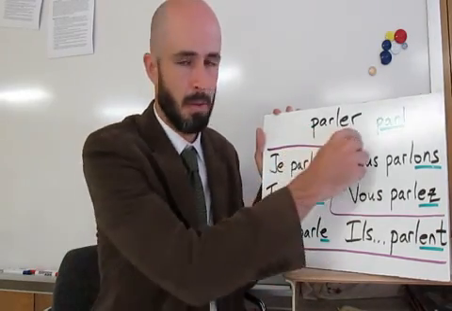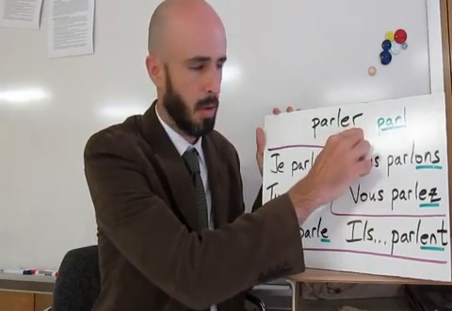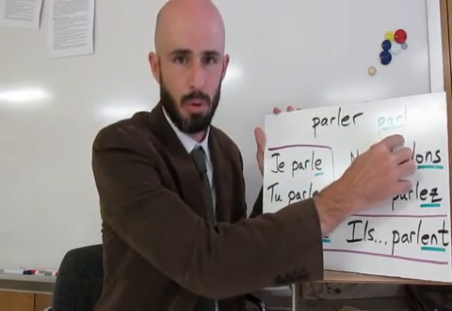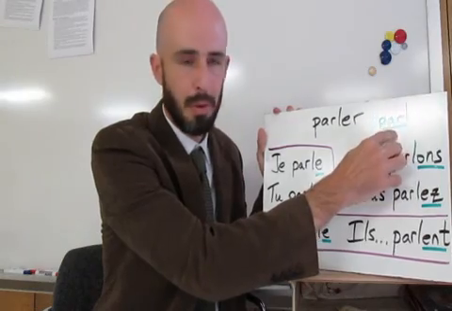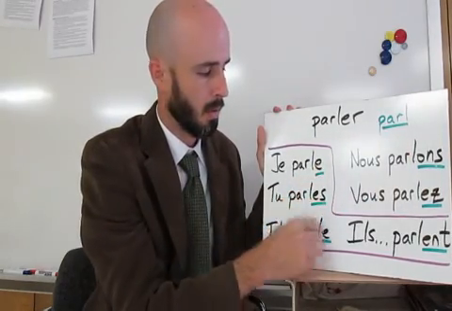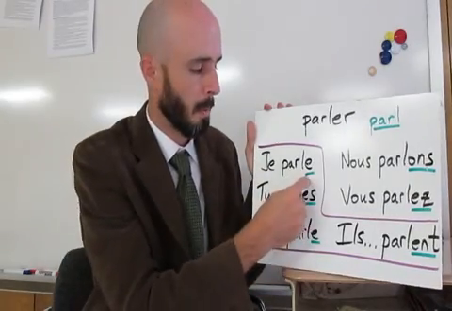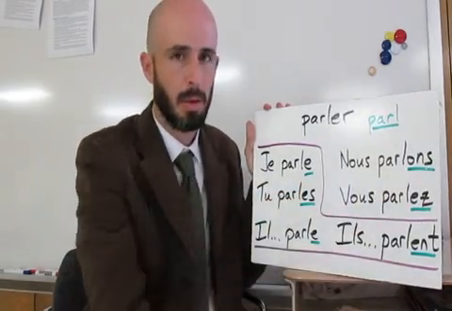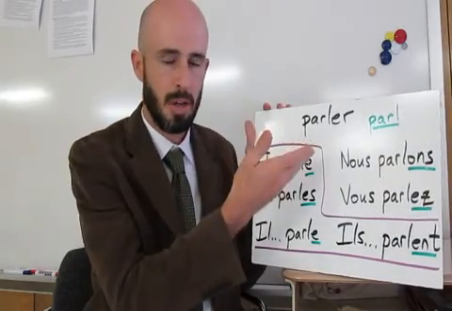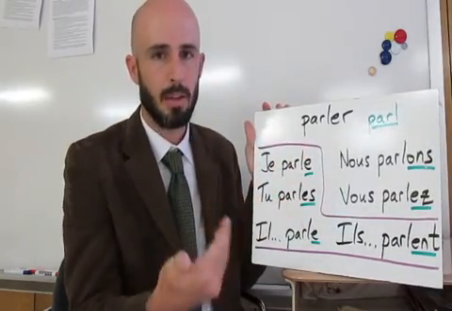This is our infinitive. Take off the ER. That's your stem, your radical. Onto the radical, you add your endings. I underlined the endings in with the green marker. These are our endings that we add. Now I say that I've conjugated the verb parler in the present tense.